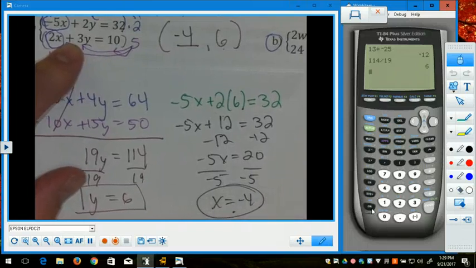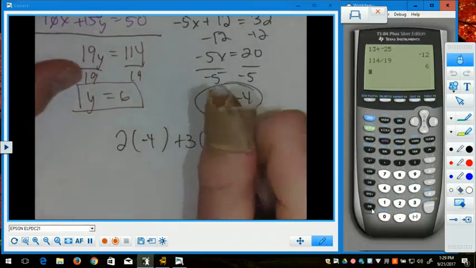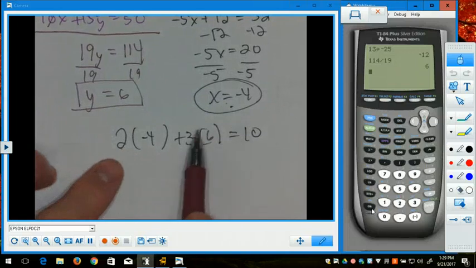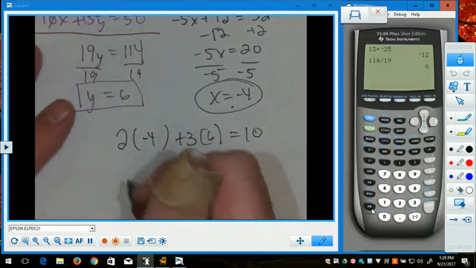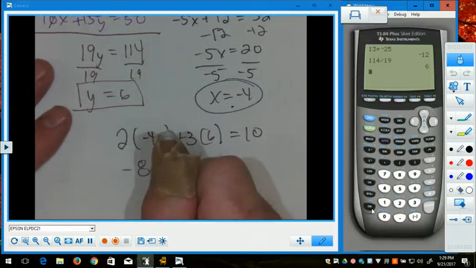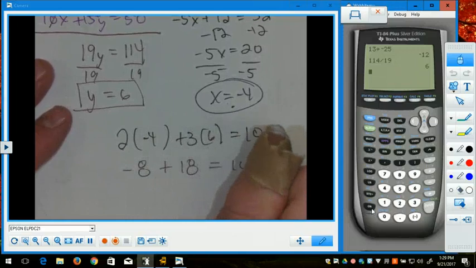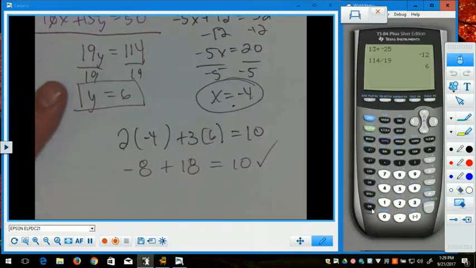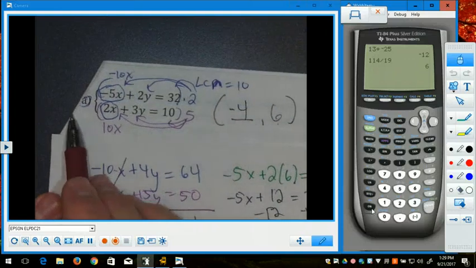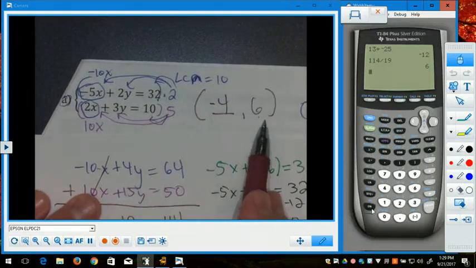My y was 6. So 2 times the x plus 3 times the y equals 10 is the bottom equation of my original system. This is negative 8, this is 18, and negative 8 plus 18 is 10. So we know we have the correct answers. The correct answer for letter A is negative 4, 6.